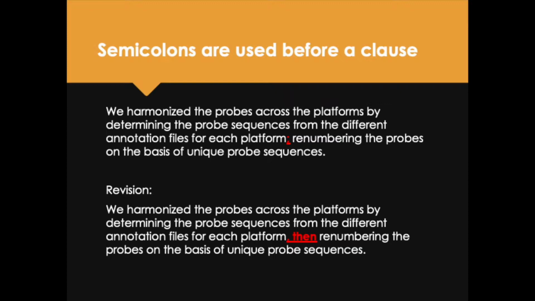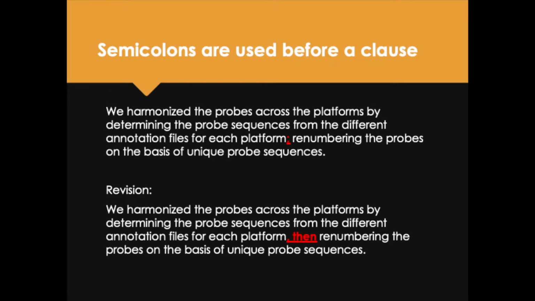Now, semicolons are a piece of punctuation that are pretty useful, but they're often used incorrectly in scientific writing. If you're going to use them, make sure you know how to use them correctly. Semicolons should be used before a clause. They shouldn't be used like a comma.